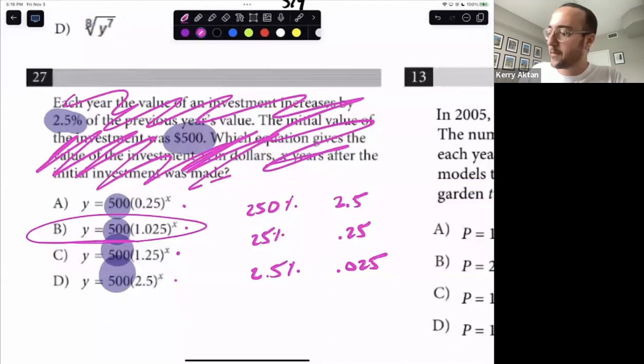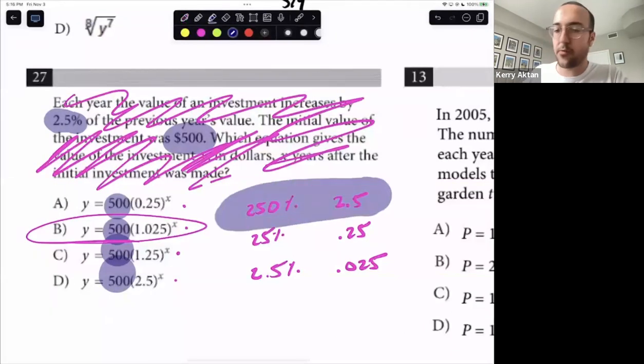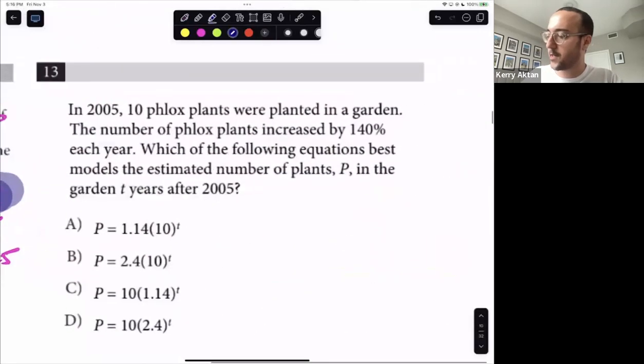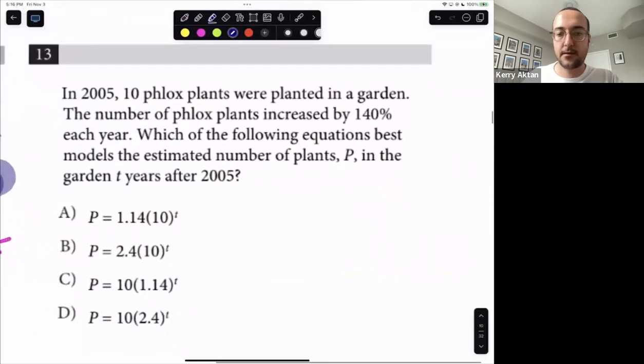Cool. And you might be thinking, why did this weird guy just write that on the screen? How can something be up 150%, giving you 2.5? Well, take a look at this question, number 13. 10 seconds or so here, guys. Come on.